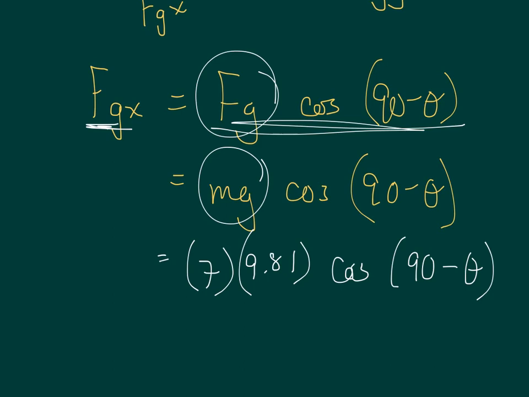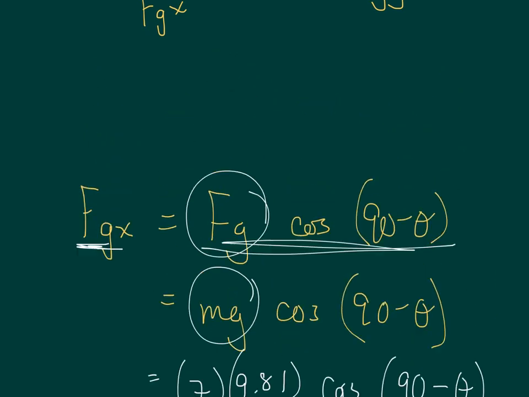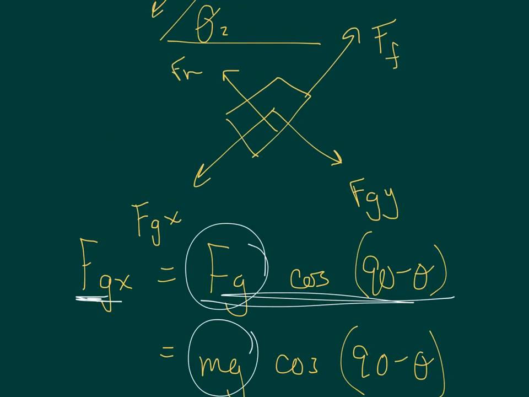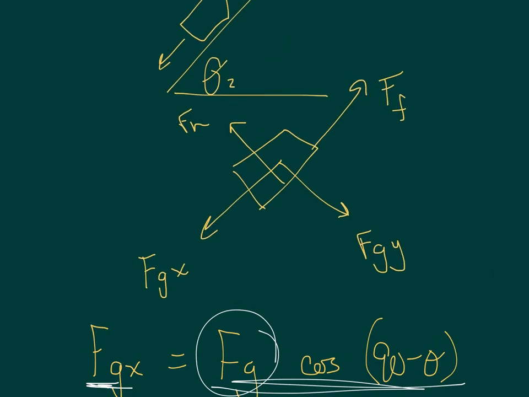What's FGY called? How would you describe FGY? If FGX is the component of weight that acts parallel to the ramp or down the ramp, how do you describe what FGY is? It's the component that acts perpendicular to the ramp. Yeah, the component that acts into the ramp perpendicularly. I'll go back to my free body diagram to see this. FGY is the component of weight that acts into the ramp perpendicularly, and you can see that right here in the free body diagram.